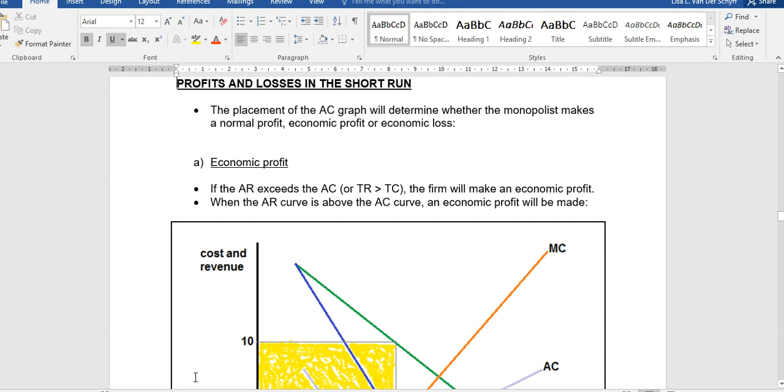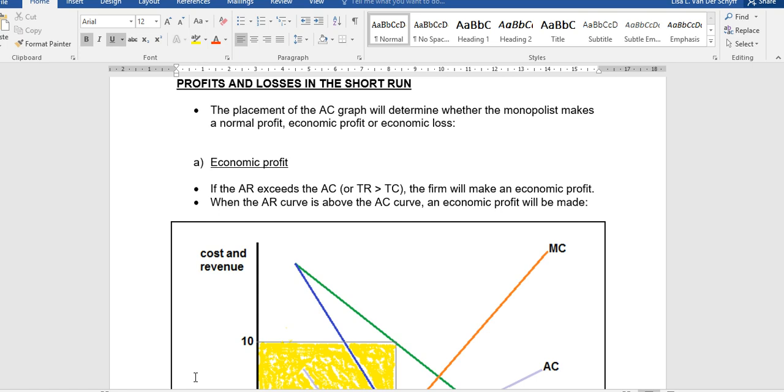We are going to look at the profit and loss situation in the short run for the monopoly today. Same thing as in the perfect market. In the short run, there's three possibilities. Your monopoly can make an economic profit, a normal profit, or an economic loss. All right, so today we're going to look at the economic profit and the economic loss.